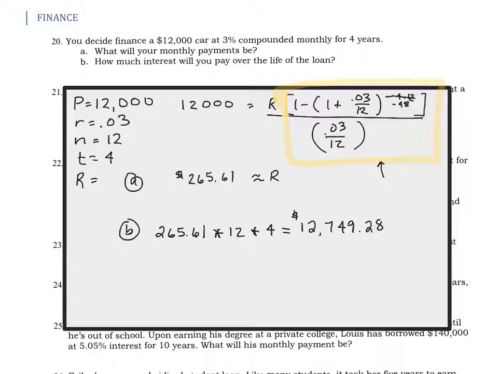But they asked for interest. Let's just talk about this was total paid. We remember that this is principal plus the interest. So to find the interest, we will take this amount and subtract 12,000 from it, because that's how much we borrowed. And so the amount of interest that we paid is $749.28.